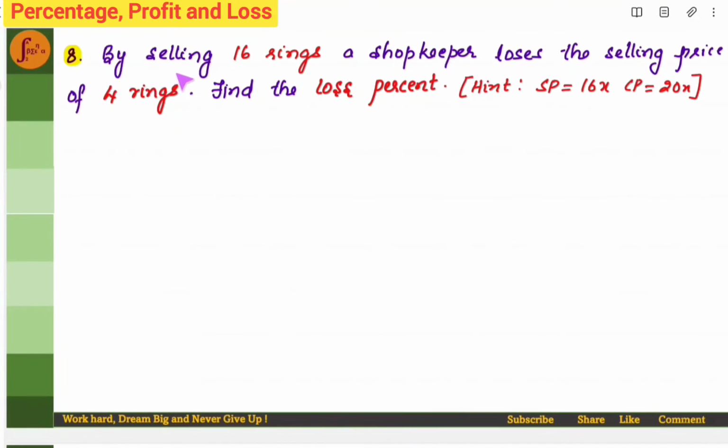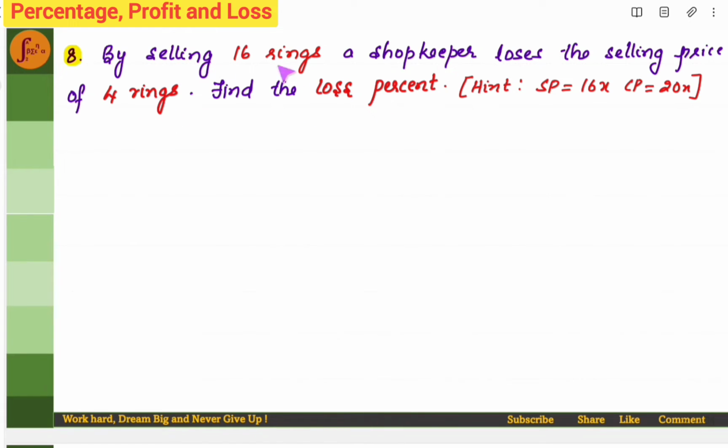Let us take this particular problem. The problem states that by selling 16 rings, a shopkeeper loses the selling price of 4 rings. That is, he tries to sell 16 rings and he incurs a loss. He gets into a loss. And how much is that loss? The loss is equal to the selling price of 4 rings. Now find the loss percent.